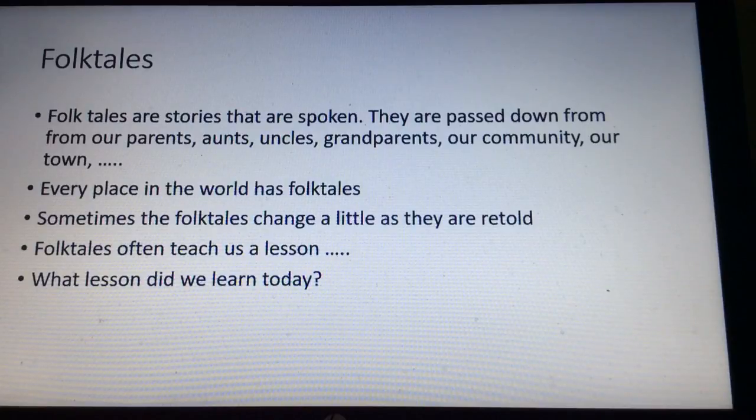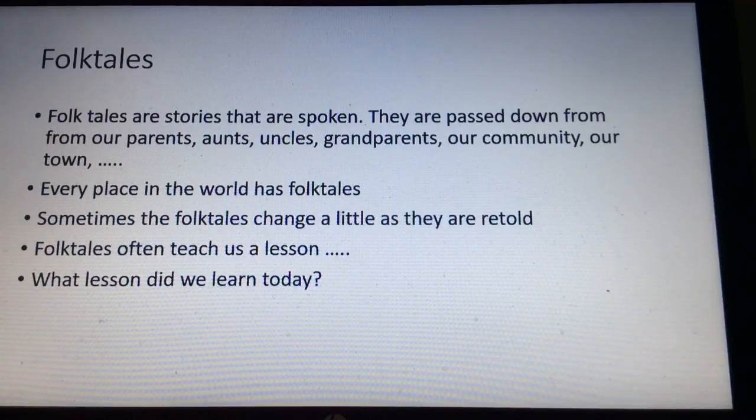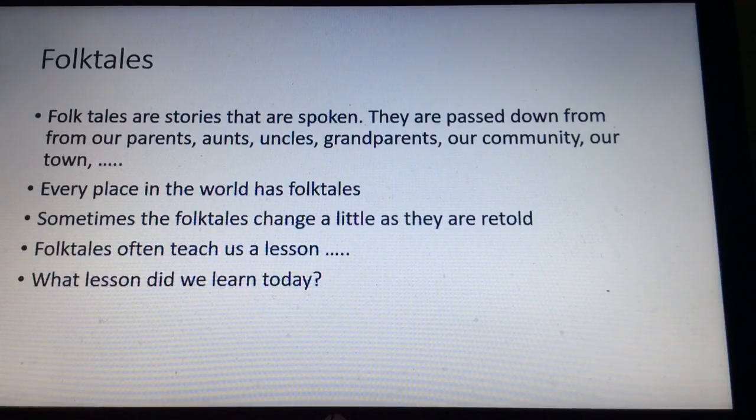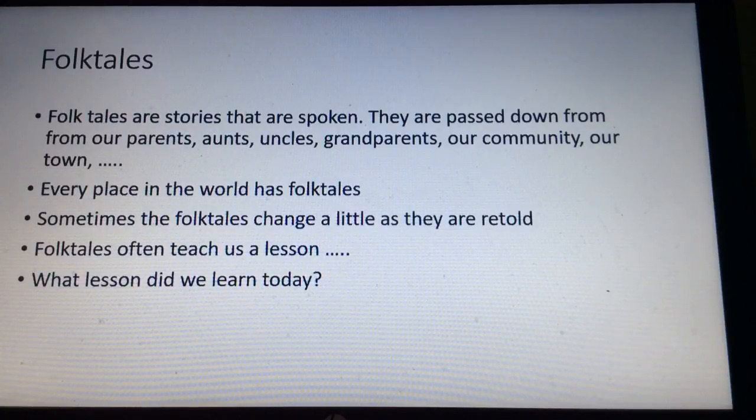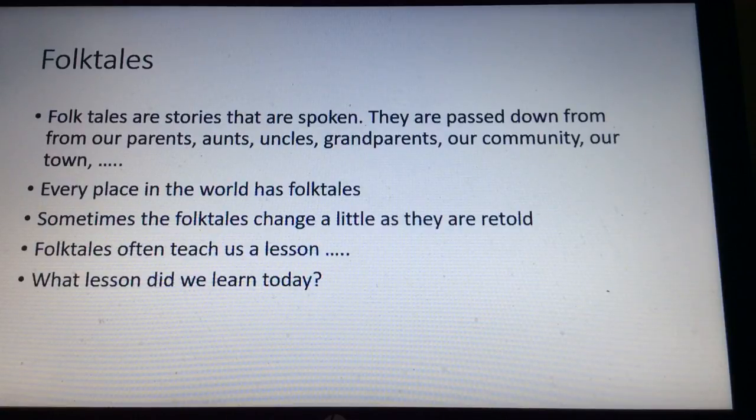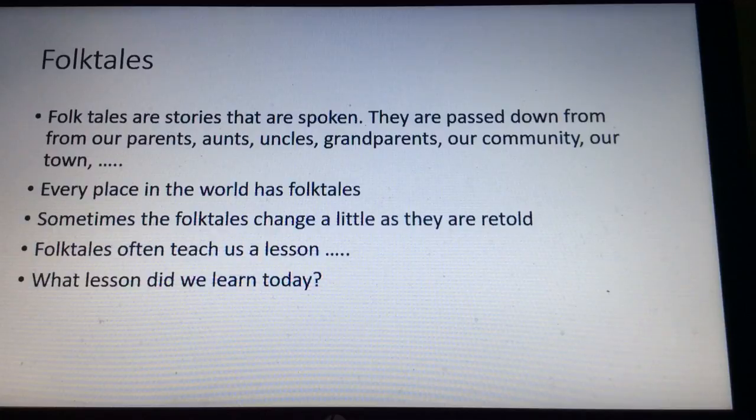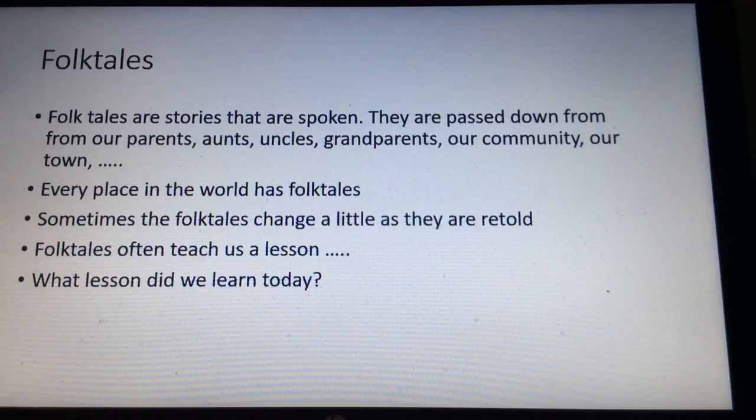We know that they are spoken. We know that they get passed down to us from our parents, our aunts and uncles, our grandparents, the community we live in, our town. In fact, every place in the world has folk tales. Sometimes the folk tales change a little bit as they're retold. And do you remember this fact too, students? Folk tales often teach us a lesson. That's why they're special kinds of stories. So let's think about the lesson that we might learn today.